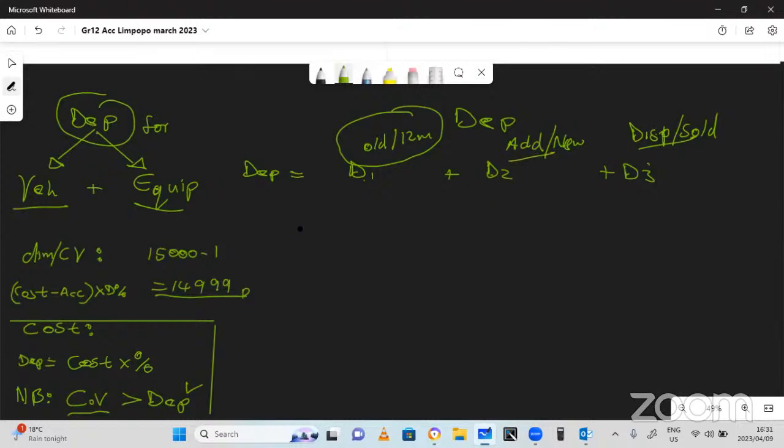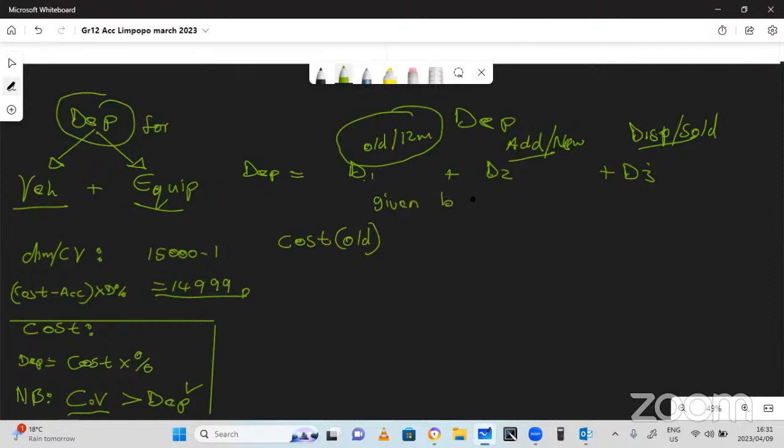But now here is the trickiest part, to calculate for the old. If you are calculating for the old, remember you will need the cost either way when you are calculating the depreciation, whether you are using the diminishing balance method or the other. So the cost for the old, we are calculating now. The cost for the old is given what? Given the balance.